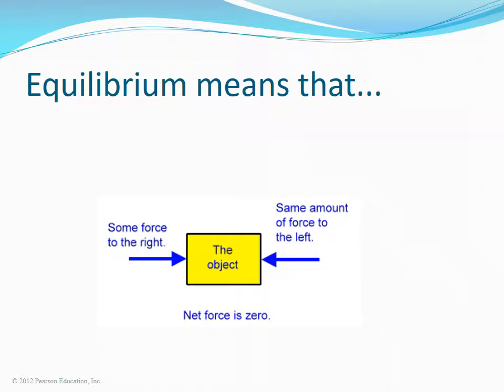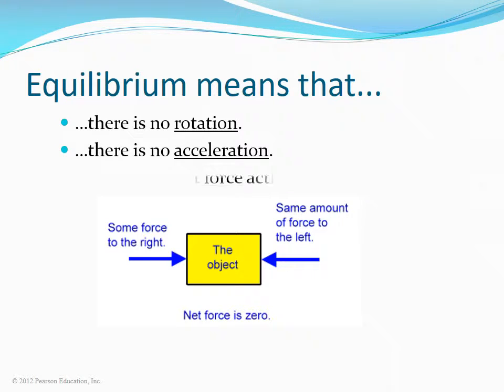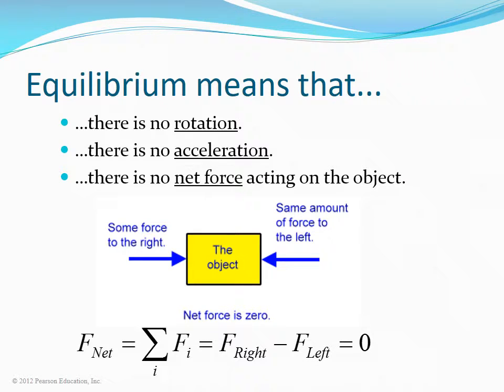Equilibrium means that there is no rotation, there is no acceleration, and there is no net force acting on the object. In the case of forces acting in one dimension, the force on the left is pushing to the right. We say the direction is toward the positive. The force on the right is pushing to the left. The direction of the force is towards the negative. Summing the two forces leads to zero. The net force is zero.